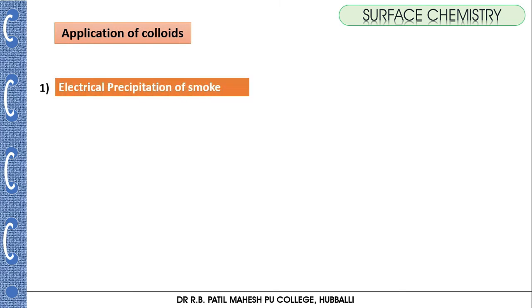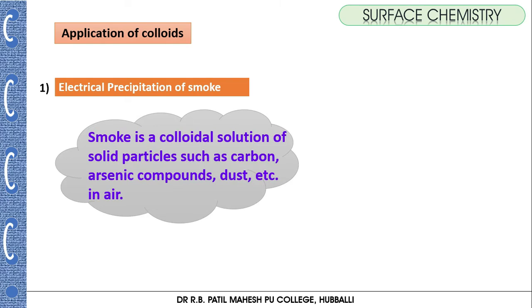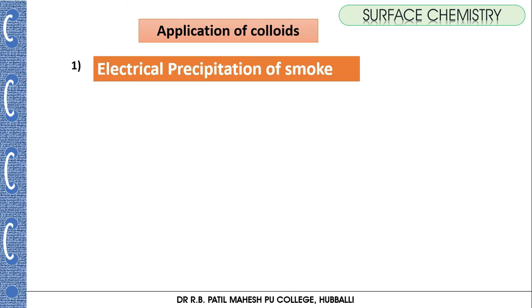Electrical precipitation of smoke. Smoke is a colloidal solution of solid particles such as carbon, arsenic compounds, dust, etc. present in air. The smoke, before it comes out from chimney, is led through the chamber containing two electrical plates. One is a positive plate, another is a negative plate. As the dust particles which come along with smoke, being colloidal in nature, are charged, they are attracted by the electrodes and they get deposited.